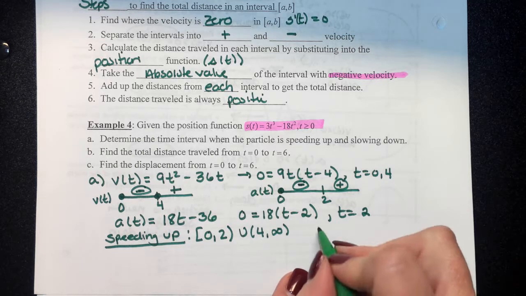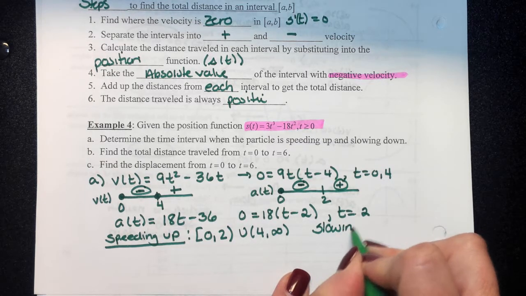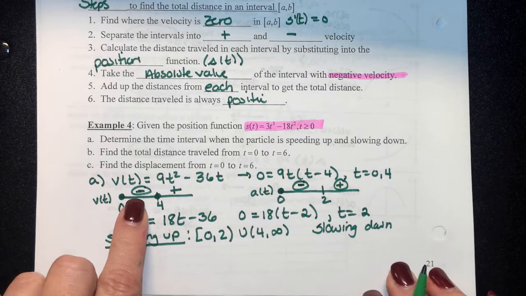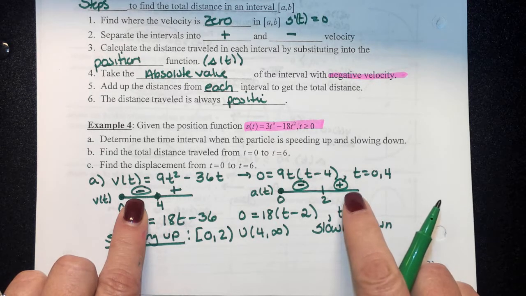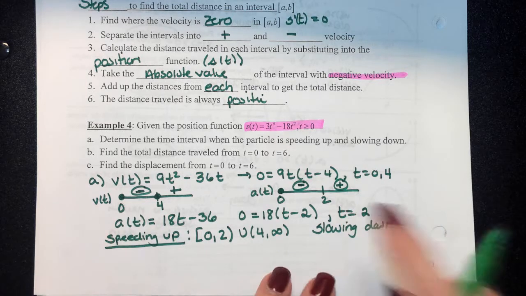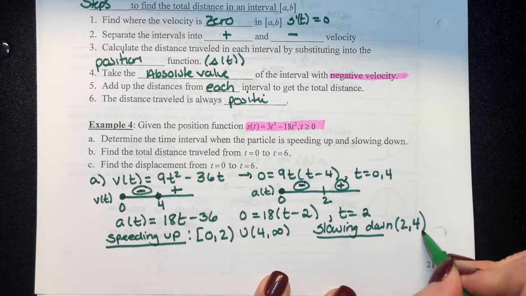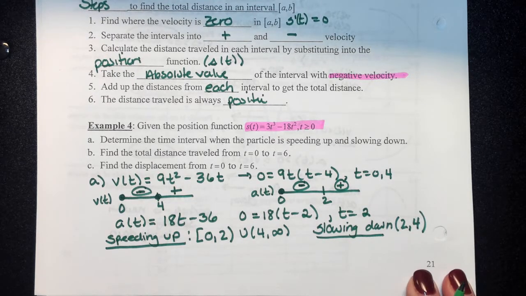So now where am I slowing down? From 2 to 4, notice velocity is negative, but my acceleration is positive. So I know I'm going to be slowing down from t equals 2 to 4. Any questions on how you can algebraically determine when you're speeding up or slowing down?